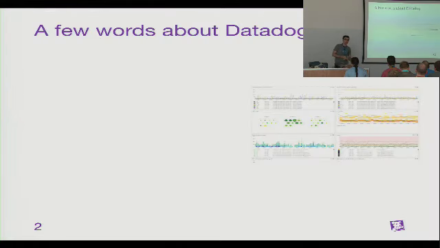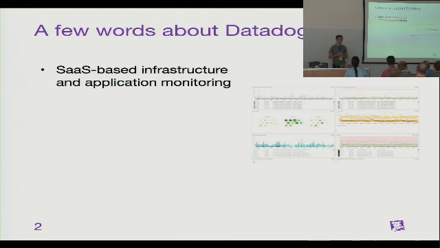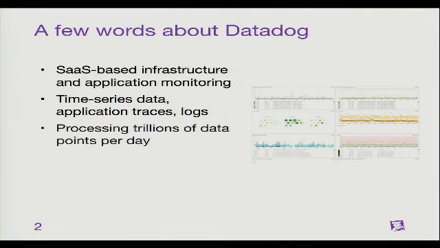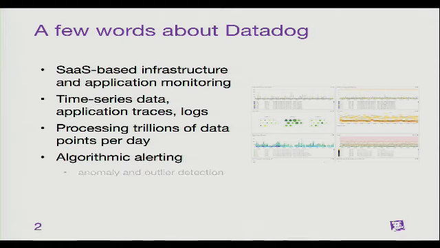Let me start by saying a few words about Datadog to give you a bit of context here. Datadog is a SaaS-based infrastructure and monitoring platform. Customers can send time series data, metrics, application traces, and logs. We process everything, and customers can visualize all of this in dashboards, such as the one you can see on the right here. This is trillions of data points processed every day, and we also have alerting features, such as algorithmic alerting, anomaly and outlier detection, and predictive alerting, which is about notifying the customer before something happens in their infrastructure.